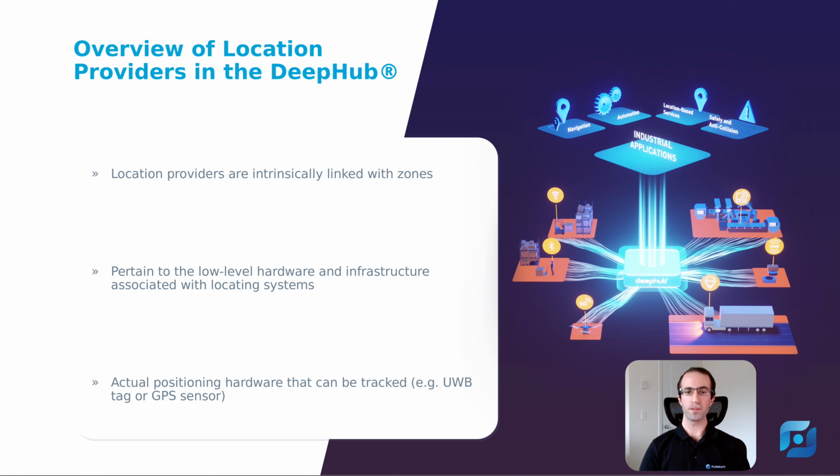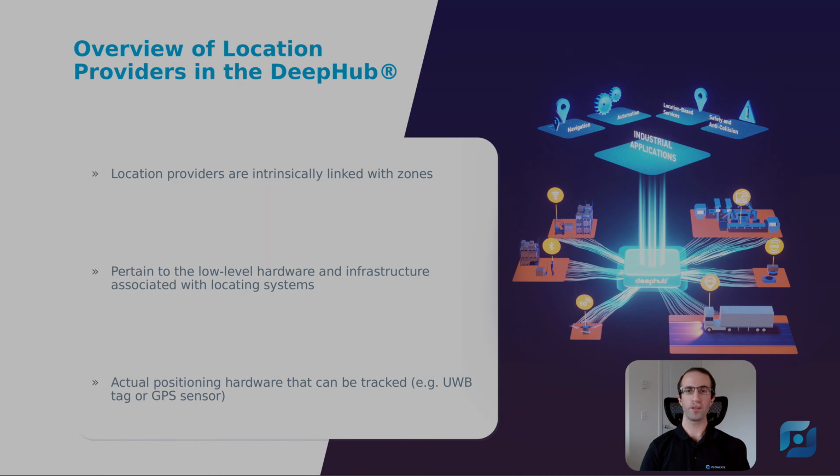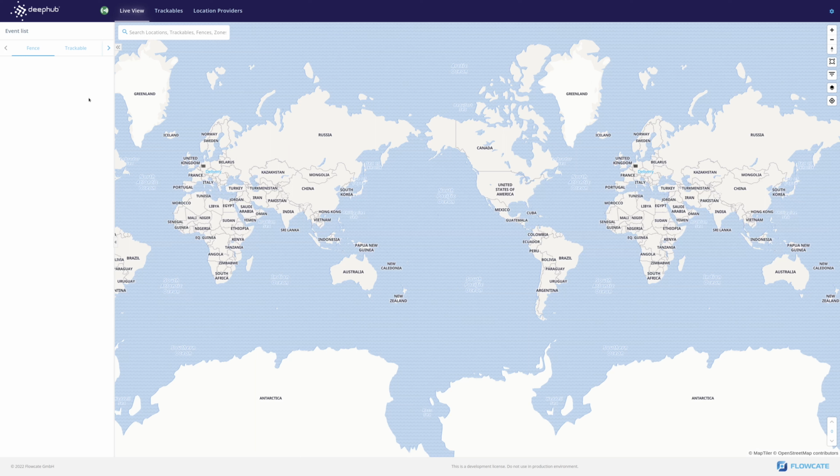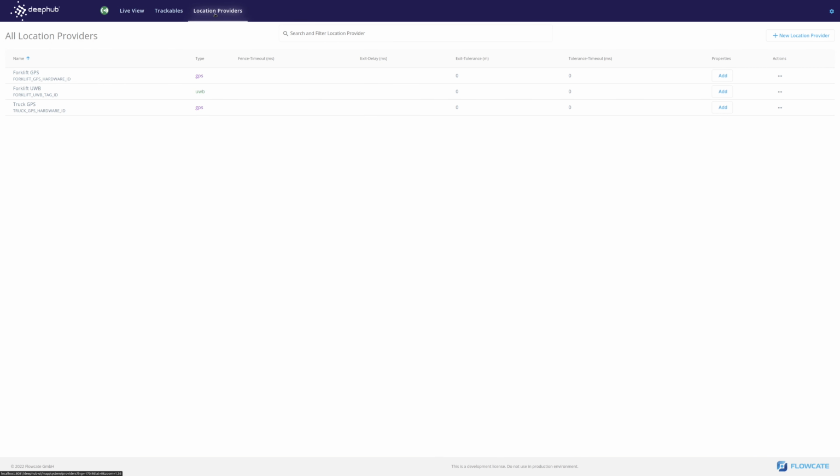If you have the DeepHub installed, you may work with location providers through the REST API, the WebSocket API, or the UI. Let's start by exploring the UI. Here in the DeepHub UI, the Location Providers tab is front and center, so you can quickly access it to make changes. From here, you can see a list of all of the current location providers in your DeepHub instance, as well as a few key properties.